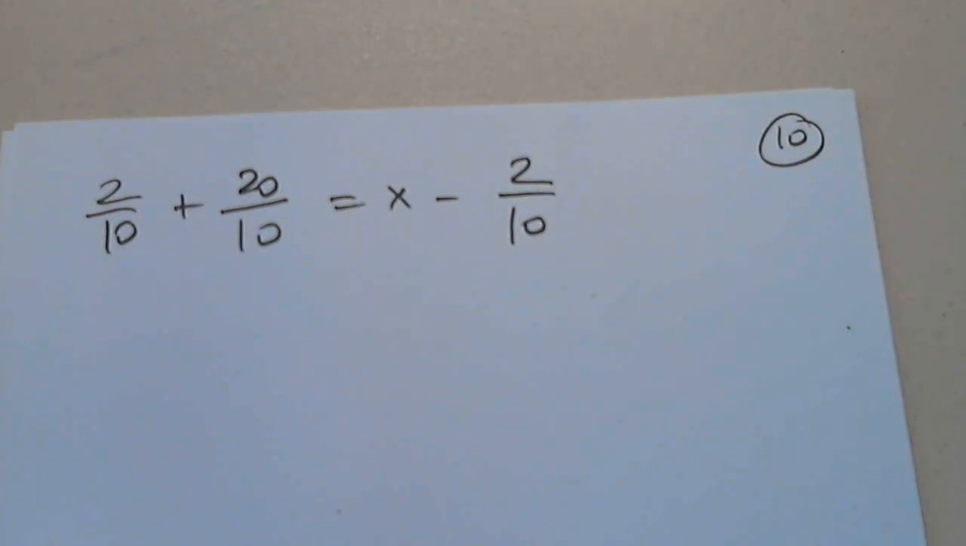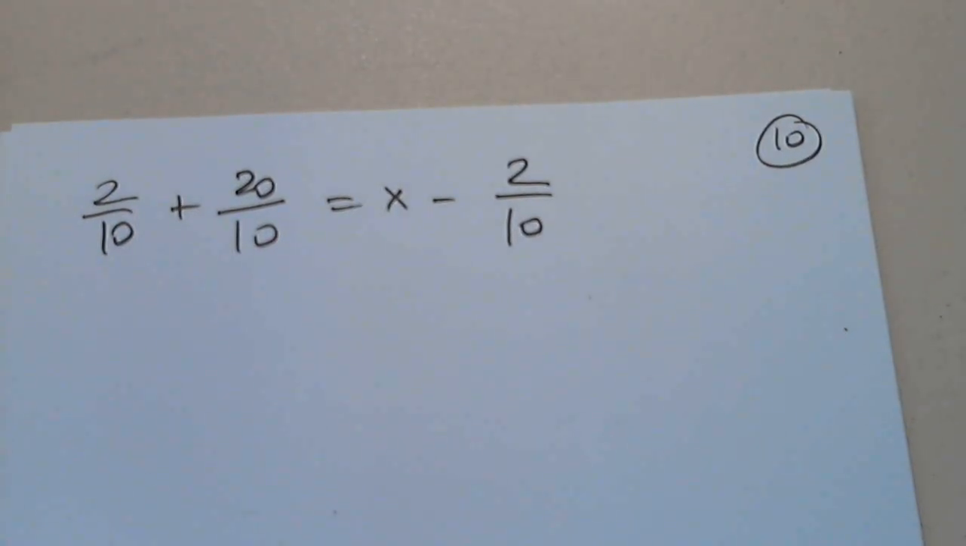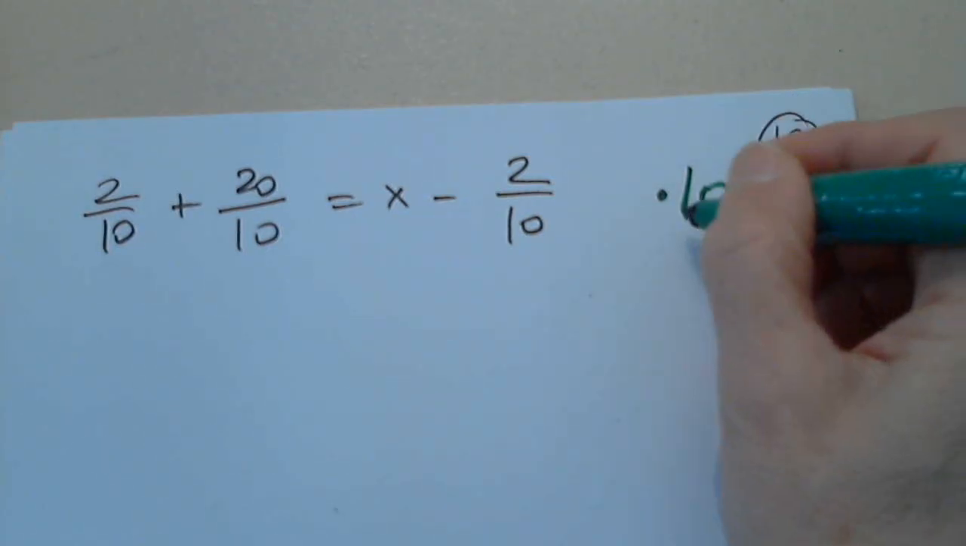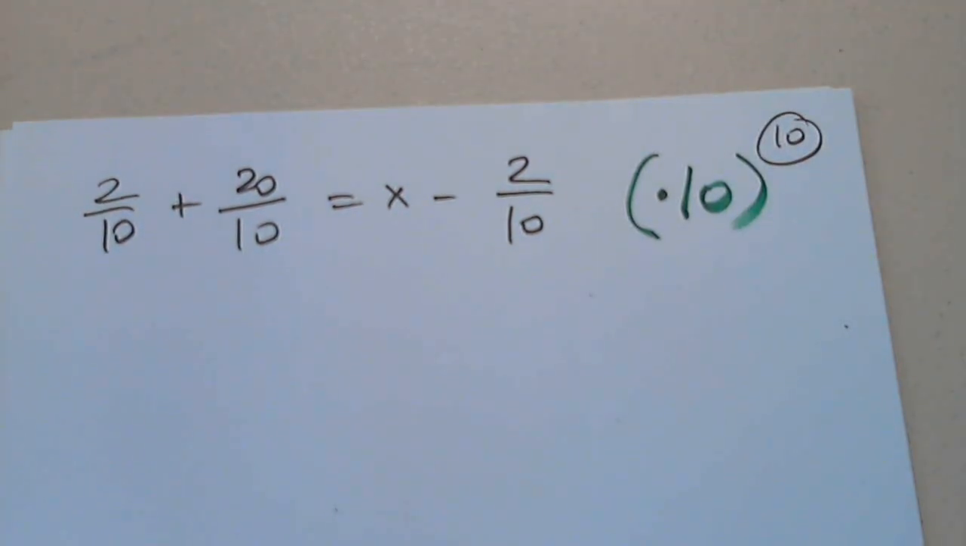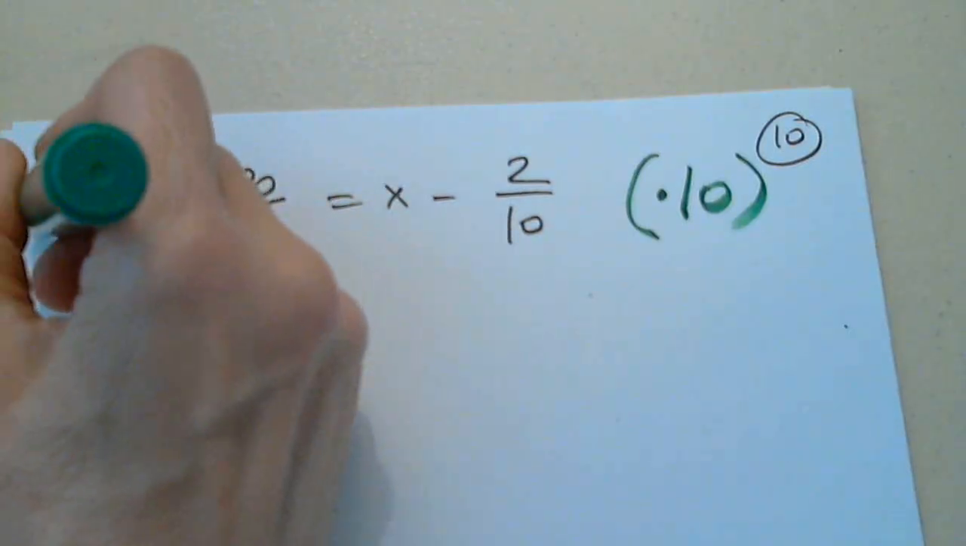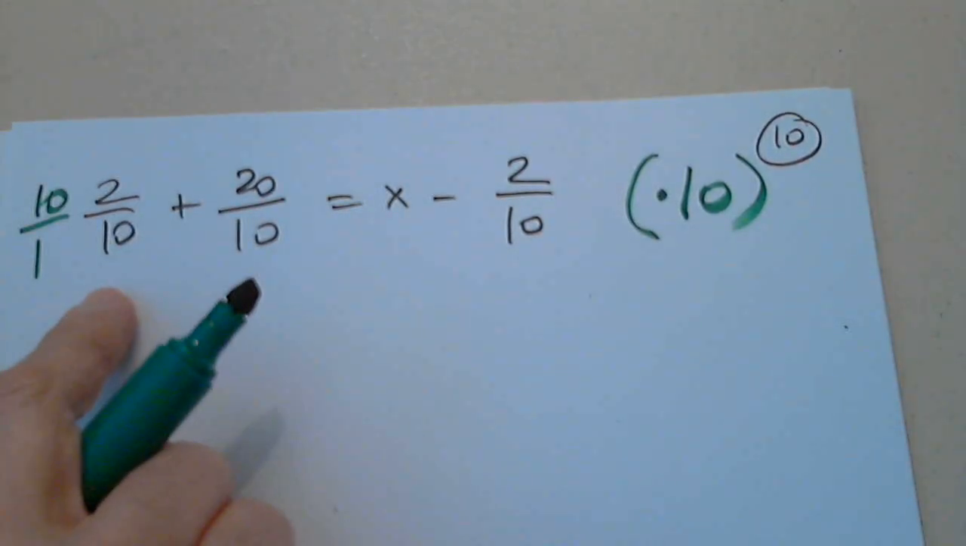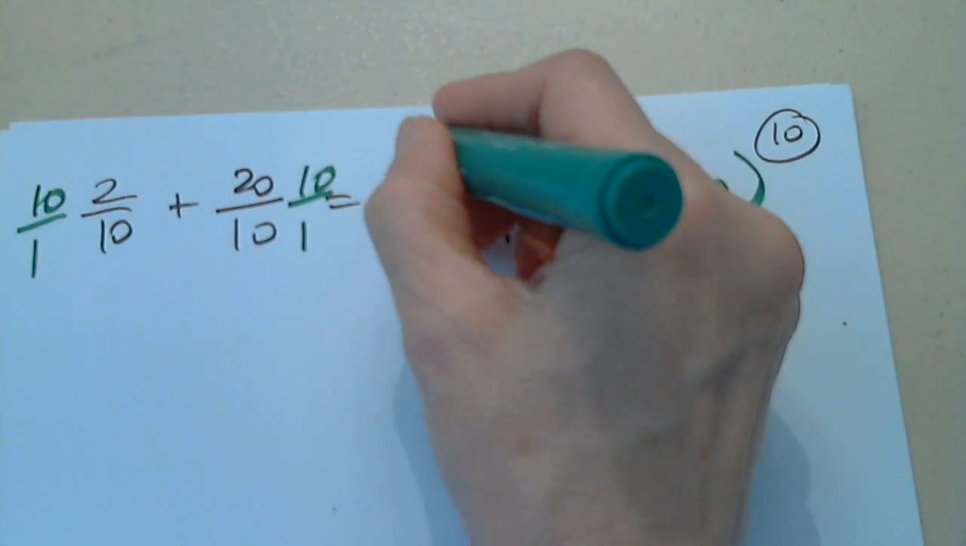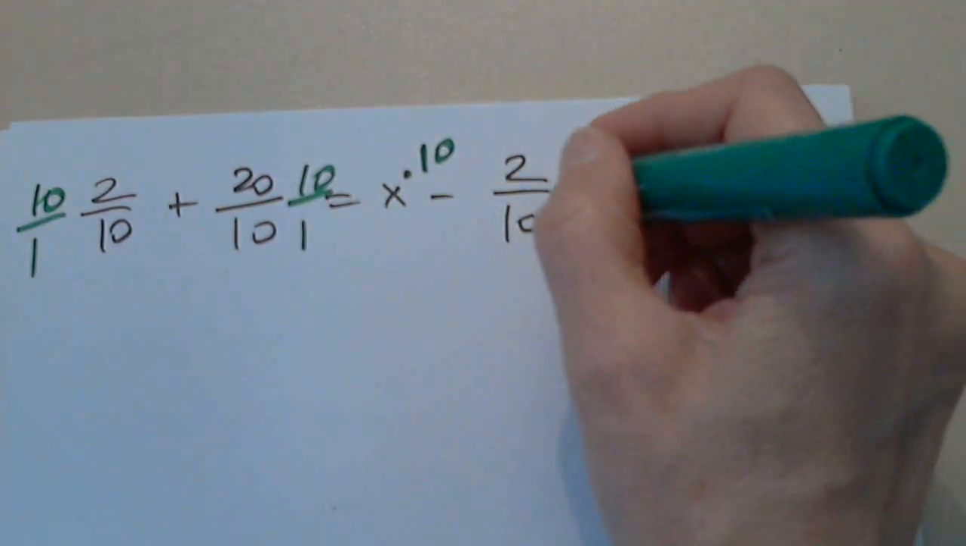Here's my suggestion on this problem. Yes, I see they all have the same denominator. Who cares? I want to eliminate the denominators from the very beginning. So I'm going to multiply this by 10 over 1, this by 10 over 1, this by 10, and this by 10 over 1.